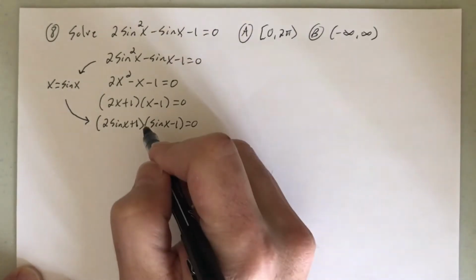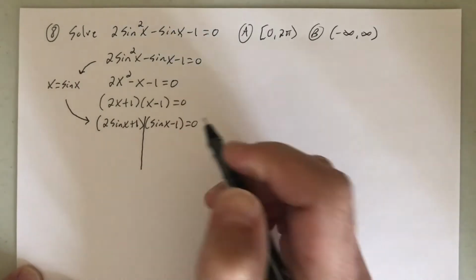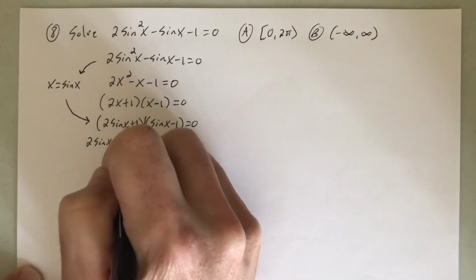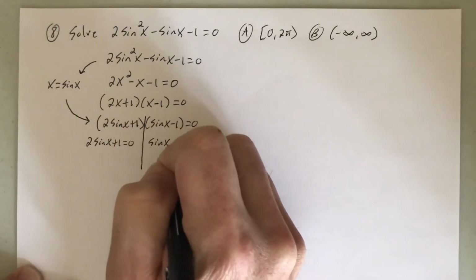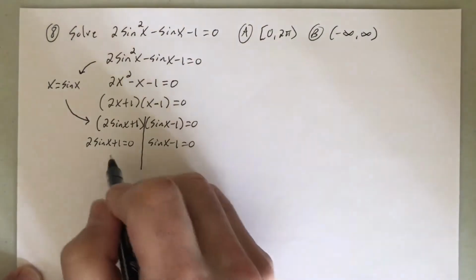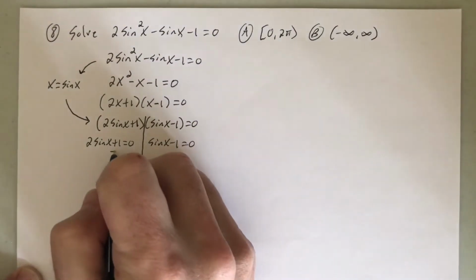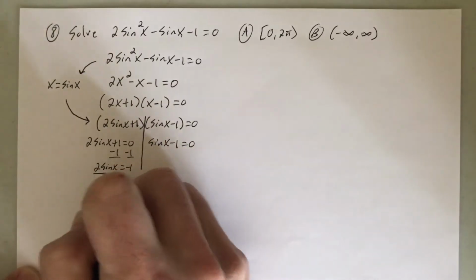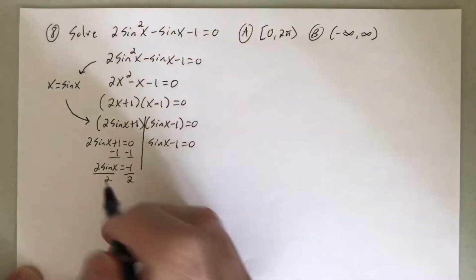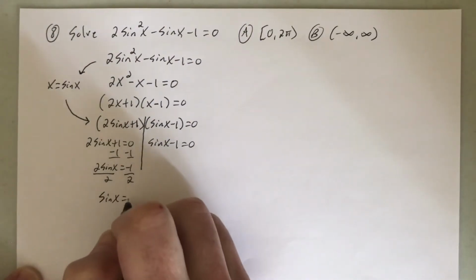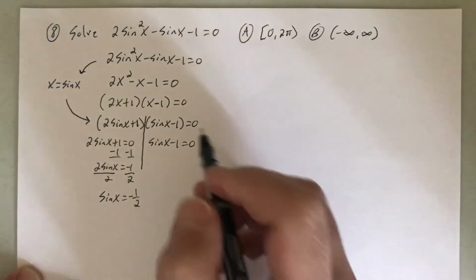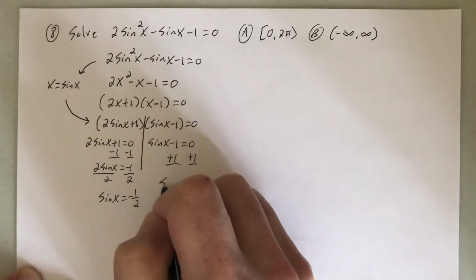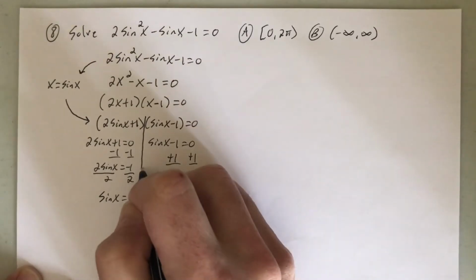Once you get to here, how do you solve by factoring? You take each factor and set it equal to 0. So 2 sine x plus 1 equals 0, and sine x minus 1 is equal to 0. I'm going to solve these two separately. I'm going to subtract the 1, so I get 2 sine x is equal to negative 1. Divide by 2, so I get sine x is equal to negative a half. Then on this side, I'm going to add 1, so I get sine x is equal to 1.